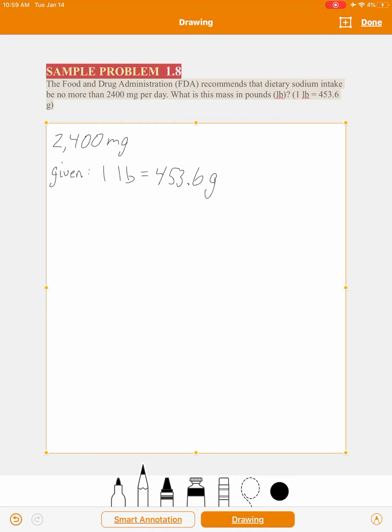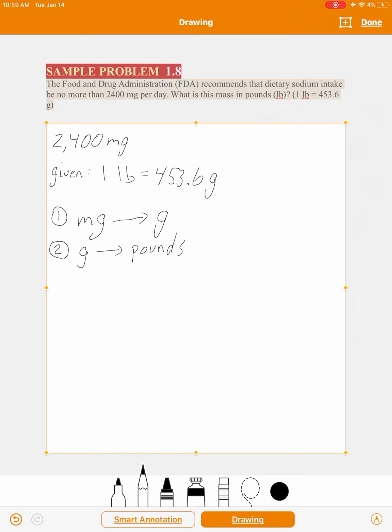So let's try this strategy. The first step is what we're going to do is we're going to convert milligrams into grams. And then once we've got that into grams, now we can use our given conversion factor to go from grams into pounds. Okay? So let's go through this step by step.